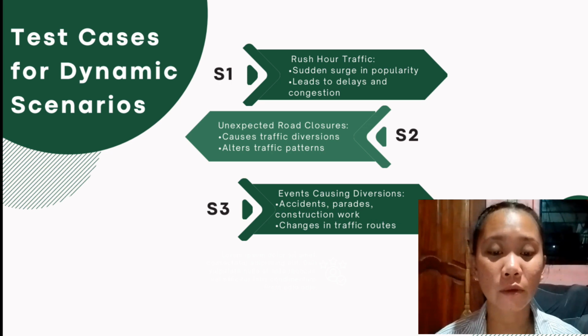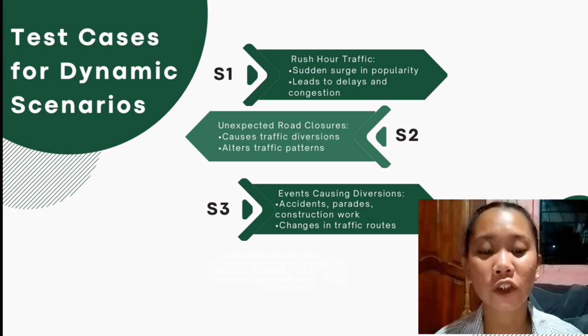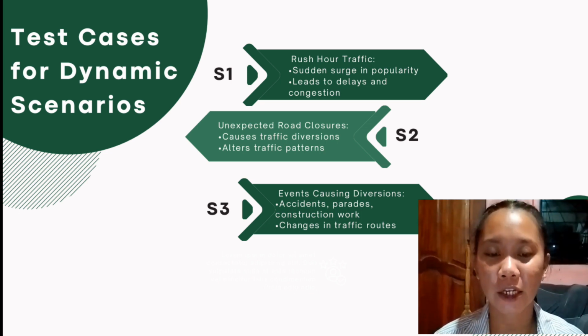For scenario 2, unexpected road closures cause traffic diversions and alter traffic patterns. So the algorithm quickly recalibrates to account for new traffic patterns caused by closures, maintaining accurate top K destinations.